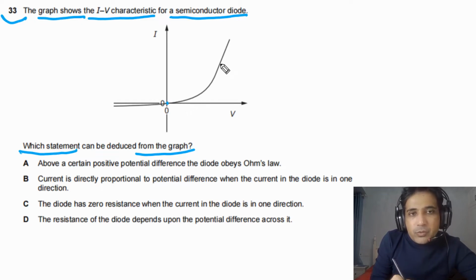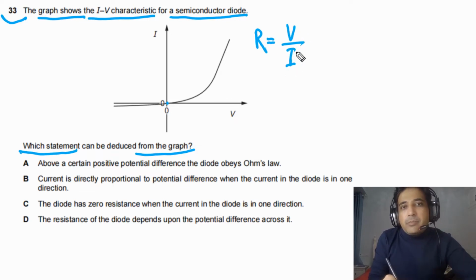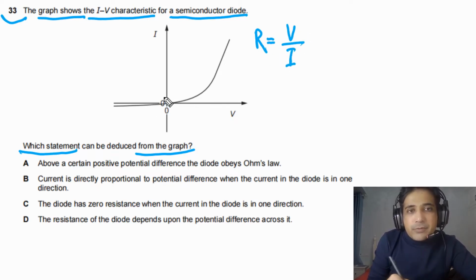If you look at the right side, we can see with the same increase in potential difference, the increase in I is getting bigger and bigger. So simply we can say in this case resistance is decreasing, because resistance is the ratio between potential difference and current passing through the resistor. In this case we have a diode. So for the same increase in potential difference, if the increase in I is getting bigger and bigger, it simply means that the resistance of the component is decreasing. So on this side resistance is decreasing with increase in potential difference.